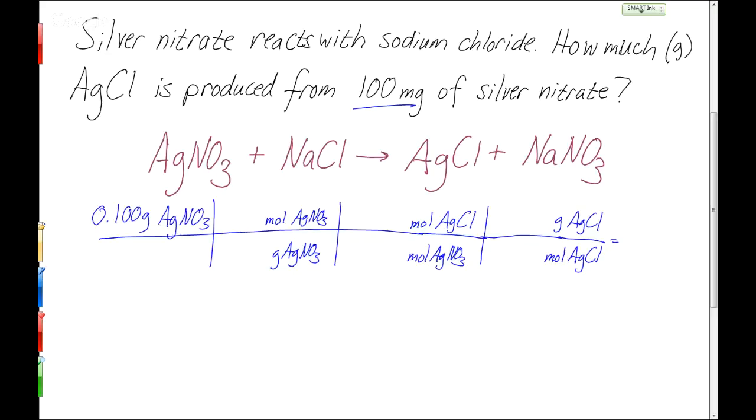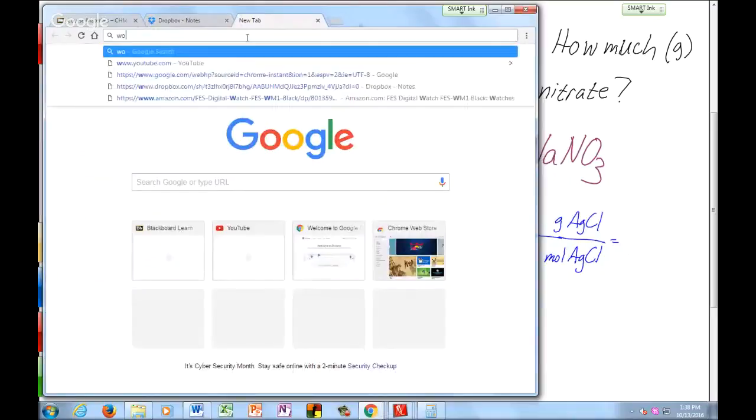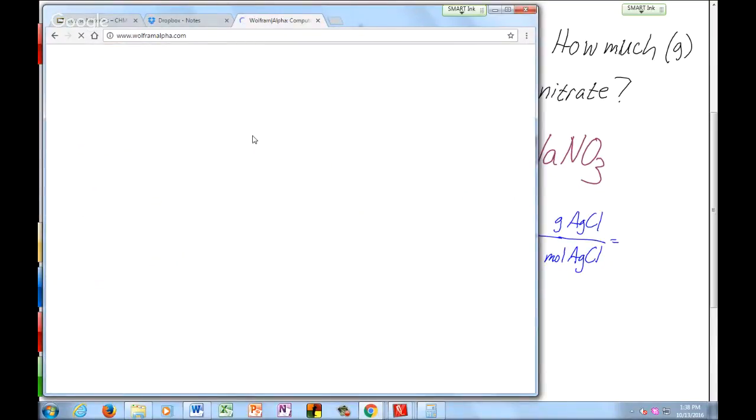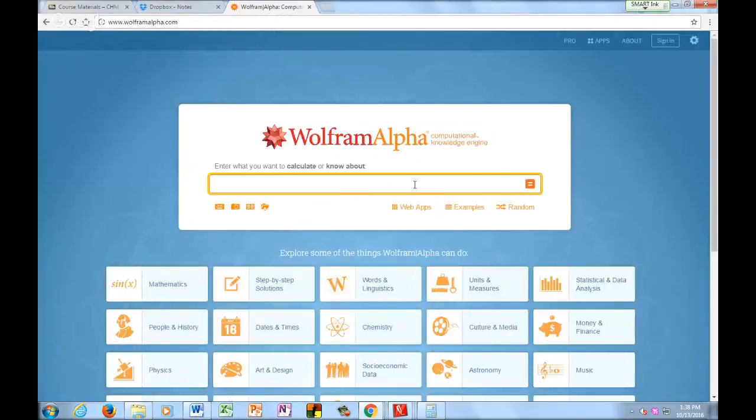Silver nitrate. Oh, I could show you another fun trick, by the way. You can't use this in the exam, but for homework, it's helpful. There's a site called Wolfram Alpha. Has anybody ever used it before? People are nodding their heads. Yeah, it's a good way to cheat on math homework and stuff too. But it actually does a really nice job for chemistry.